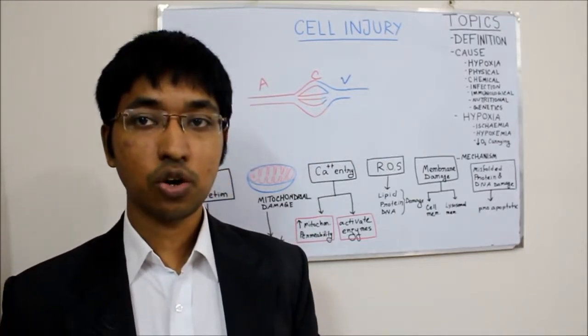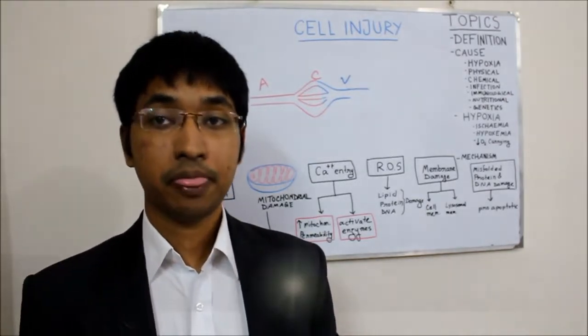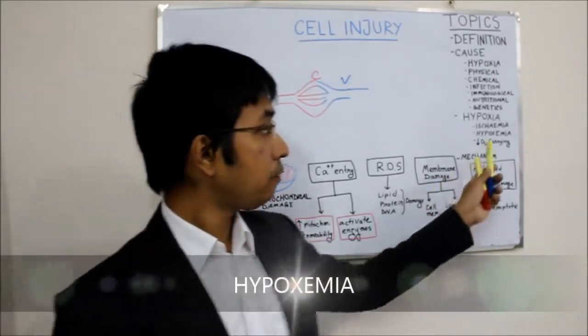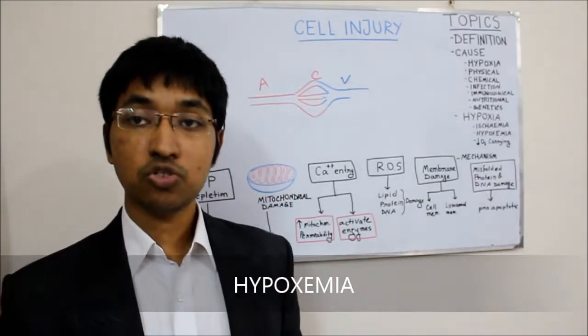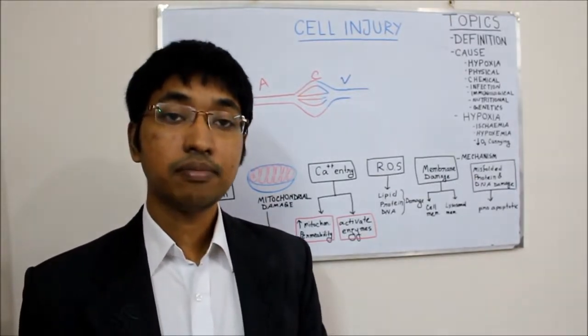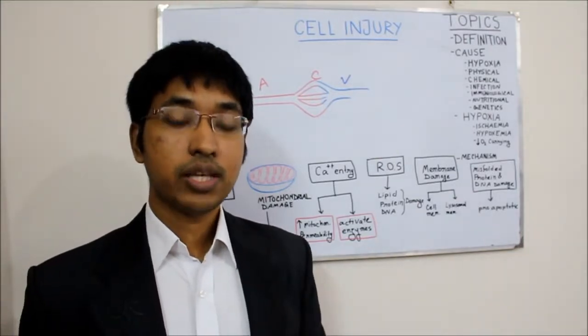The second cause of hypoxia was hypoxemia. Okay, now at the end we have mia. That means here hypoxemia means reduced amount of oxygen in the blood. Okay, so what is that?